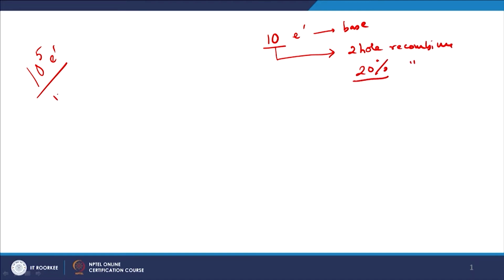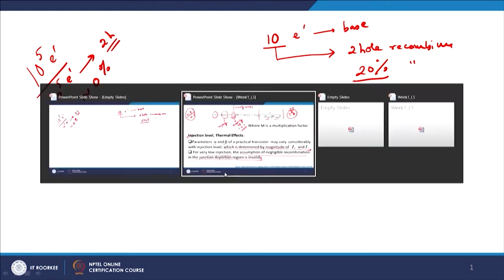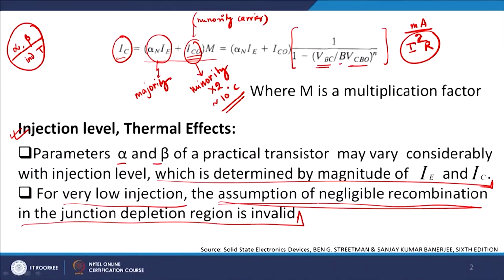Whereas if you have 10 to the power 5 electrons being injected and only 2 holes are recombining, you can understand it is a negligibly small percentage of recombination, or almost 0 percent. That is what is written here: the assumption of negligible recombination in the junction depletion region is invalid, and the reason is that we cannot assume that the recombination current is very low. It will be very high as compared to your base injection current, and that is an important issue.